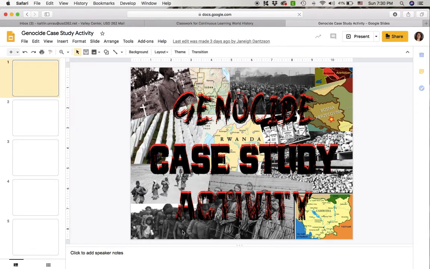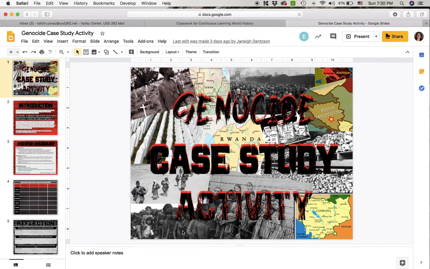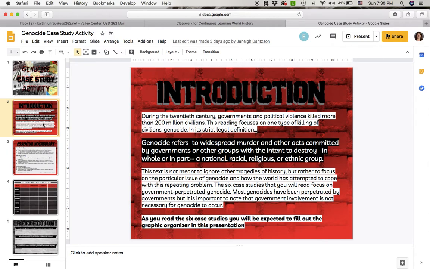And yes, you have all week to work on this. You can see there's an introduction here that talks about genocide, what the legal definition of genocide is, and what qualifies as a genocide. It refers to the widespread murder and other acts committed by governments or other groups with the intent to destroy in whole or in part a national, racial, religious, or ethnic group.